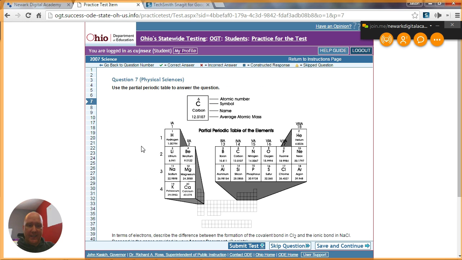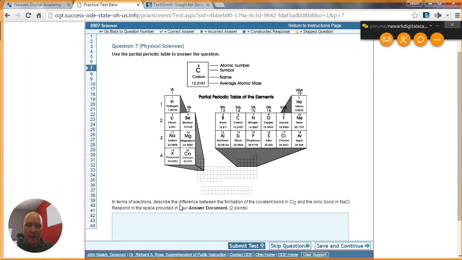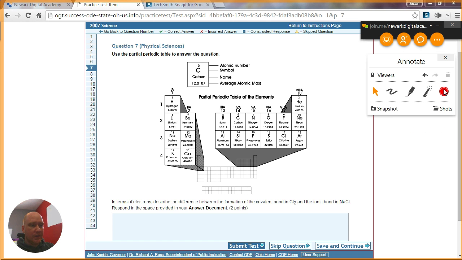So the question gives you a periodic table, and it says, in terms of electrons, describe the difference between the formation of the covalent bond of Cl2 and the ionic bond of NaCl, which is sodium chloride. So the first thing we should do is locate these on the periodic table. And by the way, pause it at any time, take a second, try to answer it yourself, and then unpause it and see if you got it right.